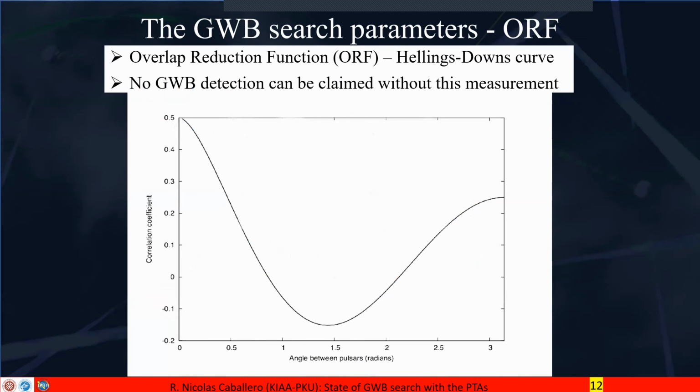But the spectrum obviously is not enough. We know that theory predicts there are going to be spatial correlations between the induced TOAs of the gravitational wave background on different pulsars. And this is called the overlap reduction function, in the context of general relativity. This is called the Hellings and Downs curve that you see here, which basically describes the correlation coefficients in the TOAs of the two pulsars of each pulsar pair with respect to the angular separation between the pulsars. So no gravitational wave background detection can be claimed without measuring this ORF.